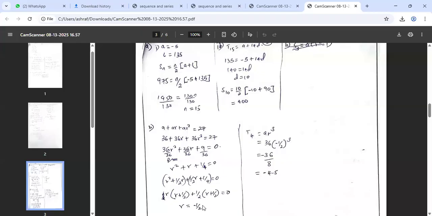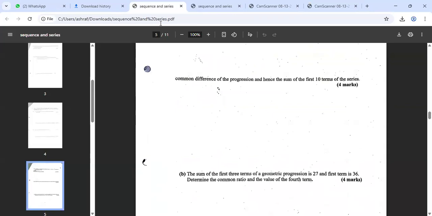Then after getting the value of R, you're supposed to get the fourth term. So T4 is AR power 3. Our A is 36. R is -1/2 raised to power 3. If you work out, you're getting -4.5. Any question?